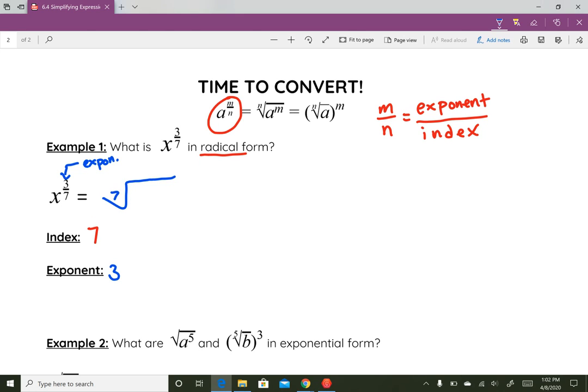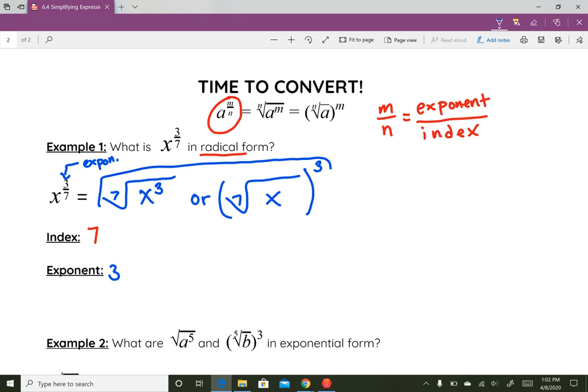And then what we can do is we can write this 2 ways. I'm going to show you both ways. We can write this as x to the 3rd. That 3 is going to become the exponent on the x, or we can write it like this. Either way, you won't be wrong. We can write this as the 7th root of x to the 3rd. So you're going to see it both ways. That's why I want to write it both ways.